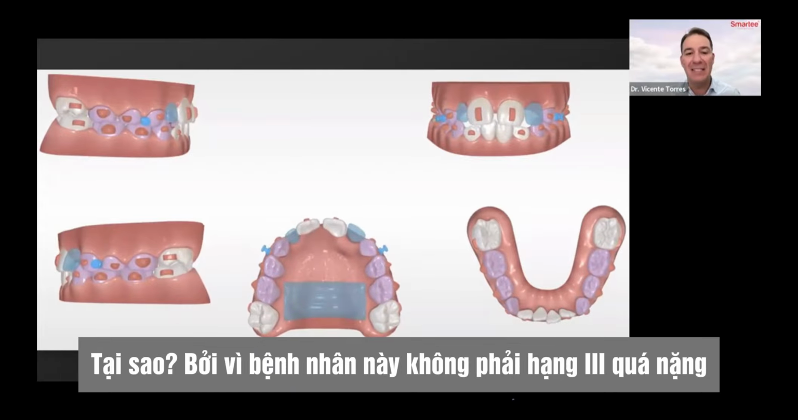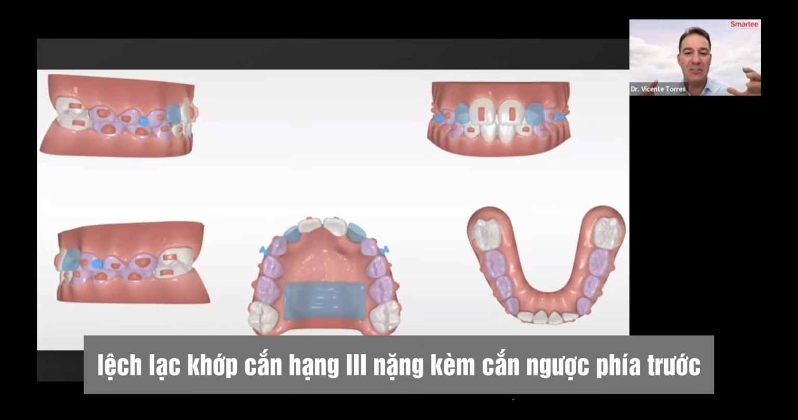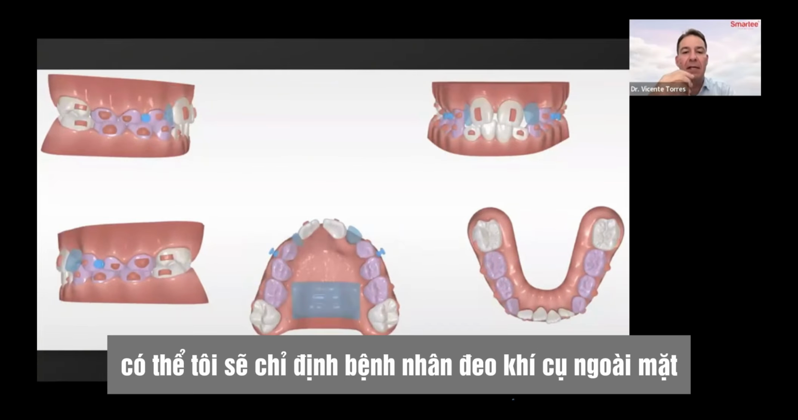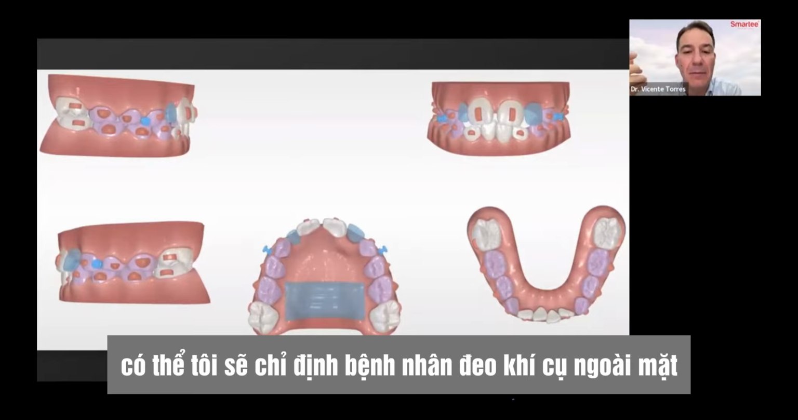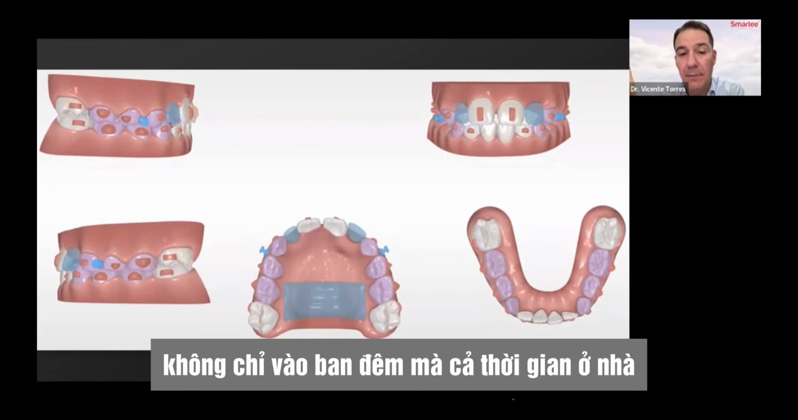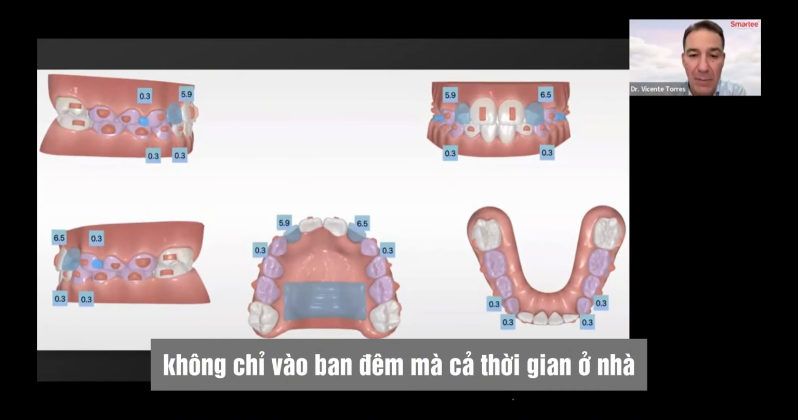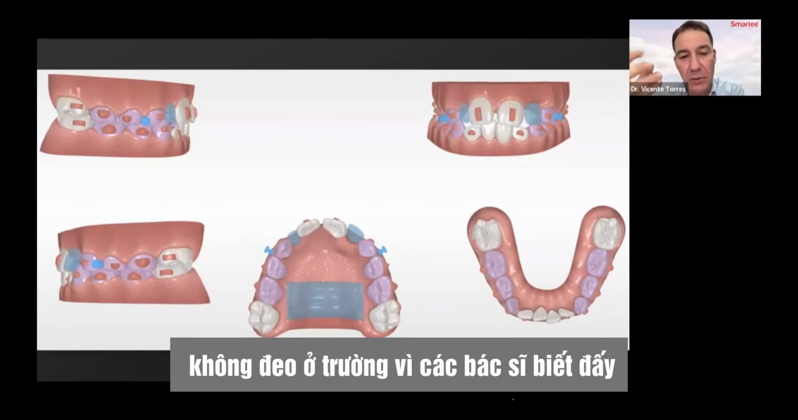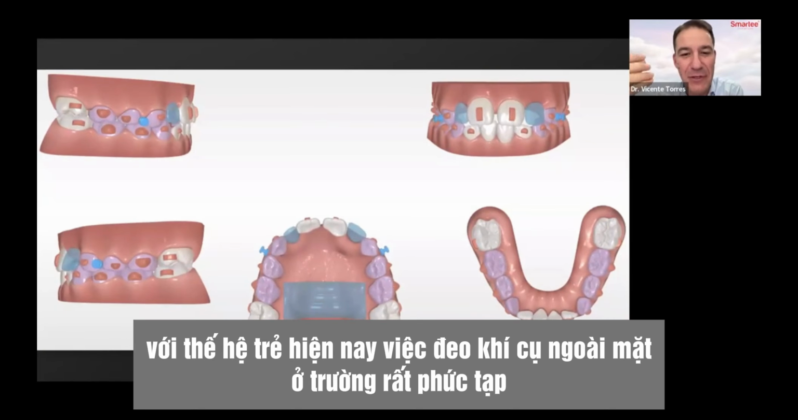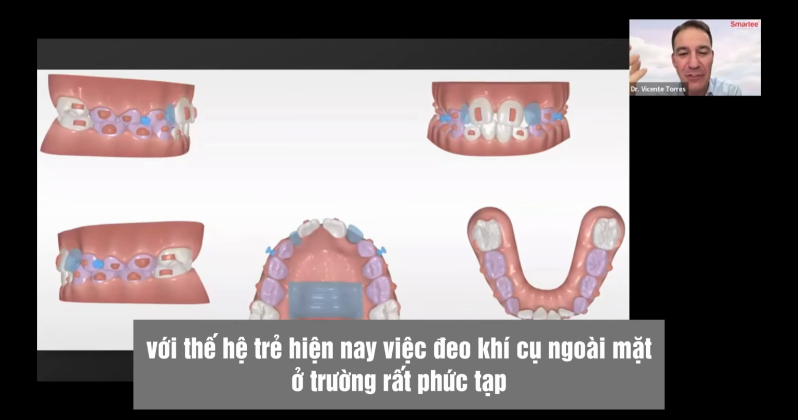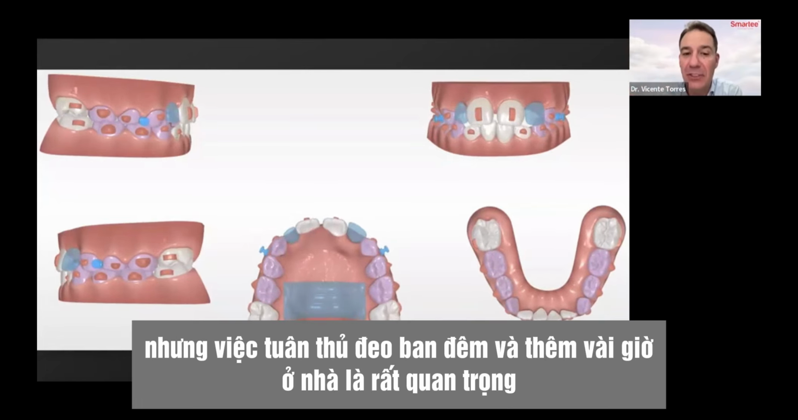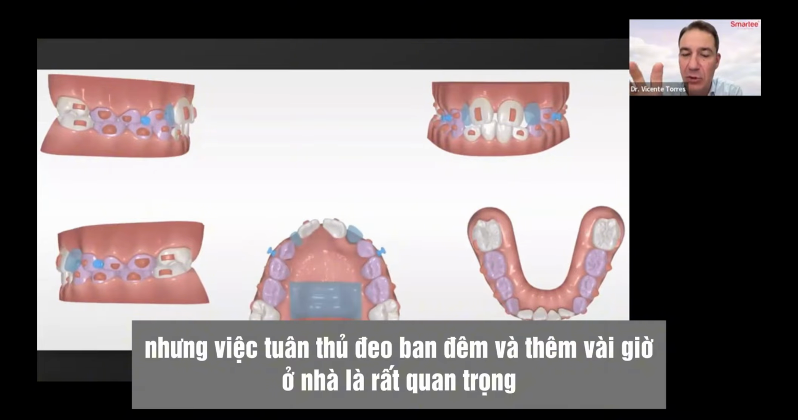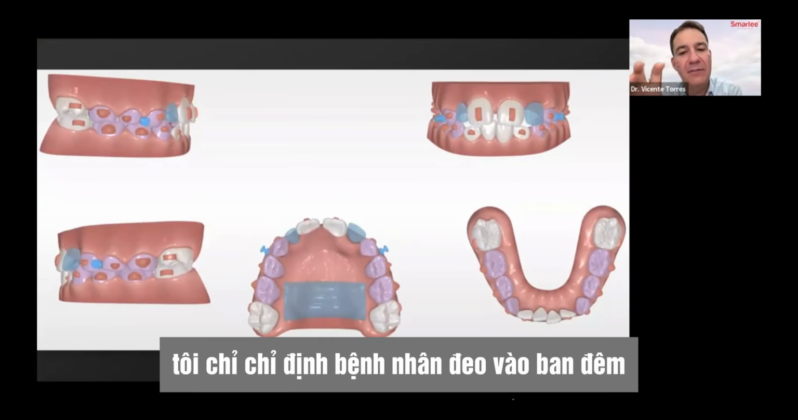Why? Because it's not a big class 3. If a patient, for example, has a big class 3 malocclusion with an anterior crossbite, maybe I ask the patient to use the facial mask not only during nighttime, but also at home, not at school, because it's very complicated right now with the new generation. Using a facial mask during school is complicated for social reasons, but it's very important to use it during nighttime and maybe a few hours at home. In exactly this case, I ask the patient to use it only during nighttime.